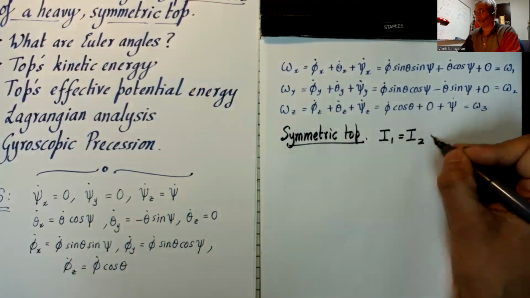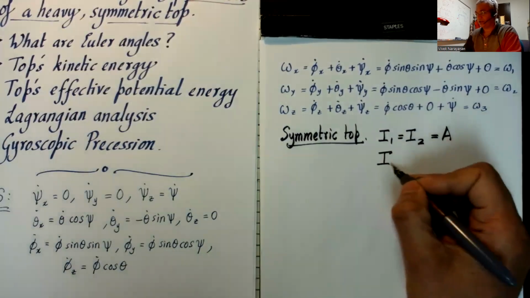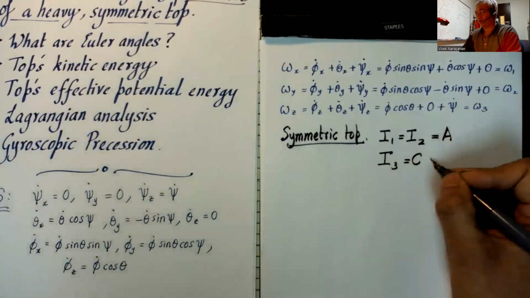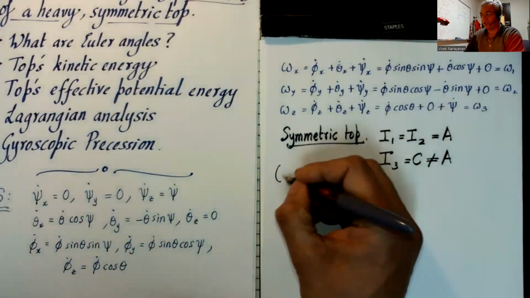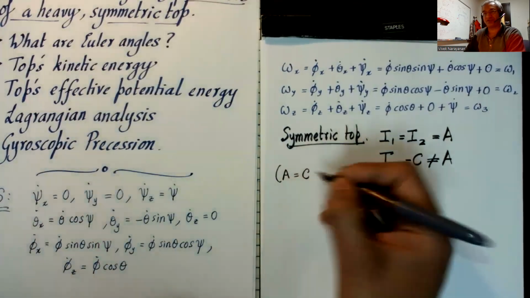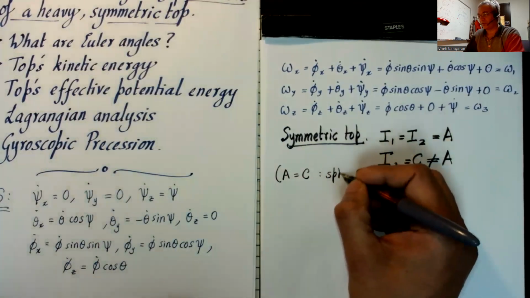Now for simplicity, instead of writing I1 and I2, I'm going to call it A. And I3 will be called C, and that is not equal to A. The special case of I1, I2, and I3 equal to each other, in other words, the special case of A equal to C, is known as a spherical top.